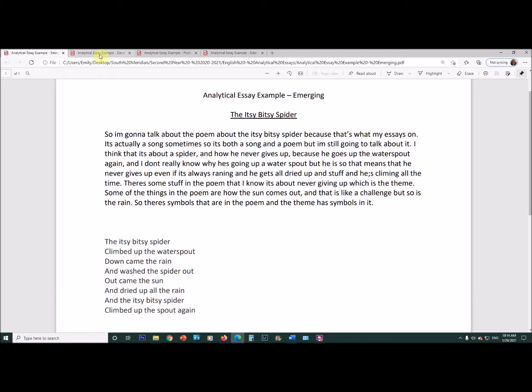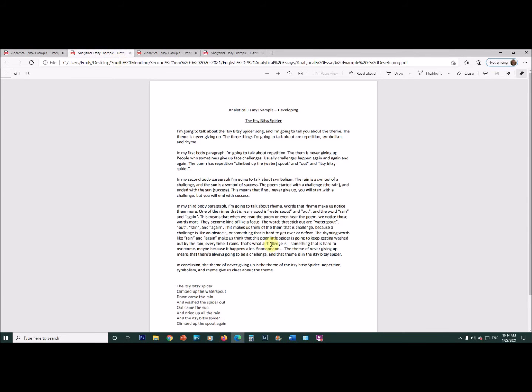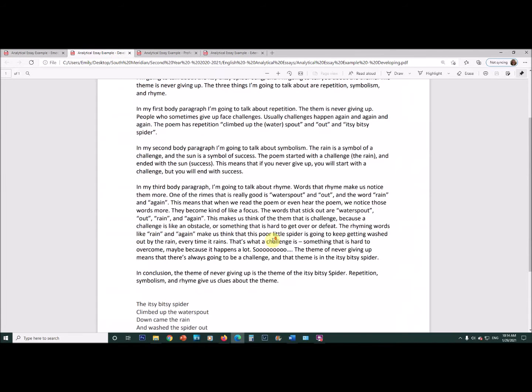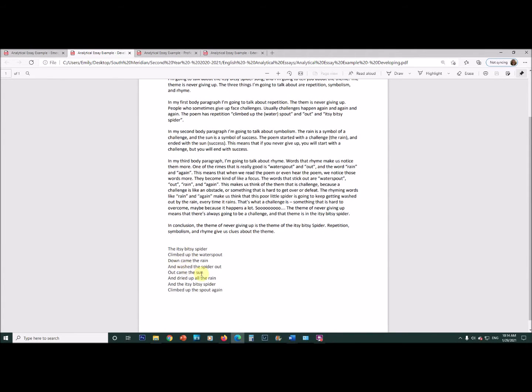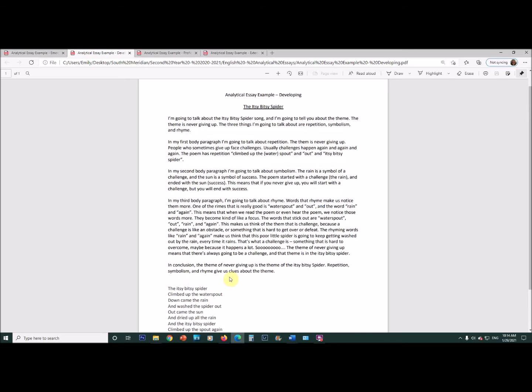All right, let's take a look at an essay that is developing. So actually, let me just zoom out a little bit. I've still just kept the poem here, the song, so that you could reference it if you need to.